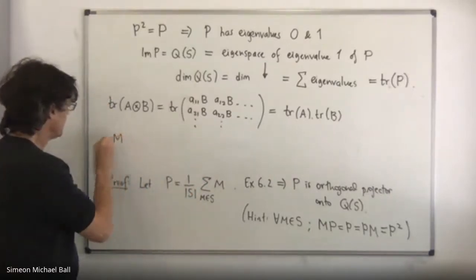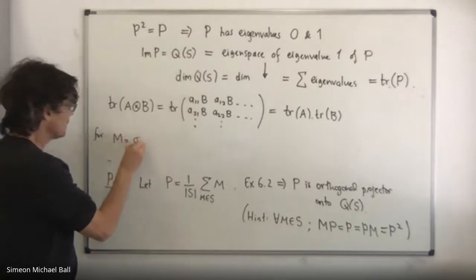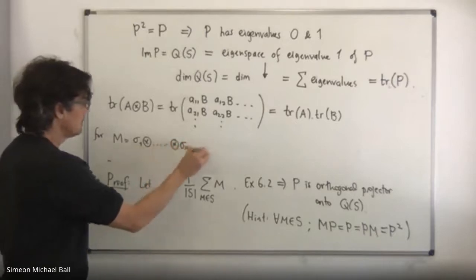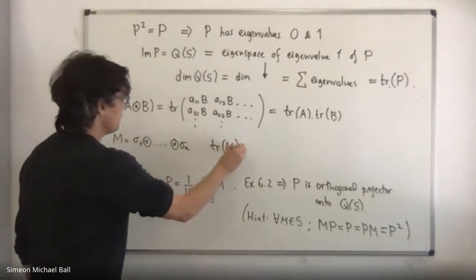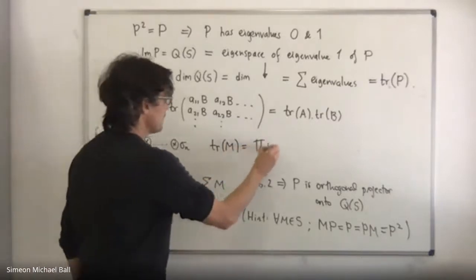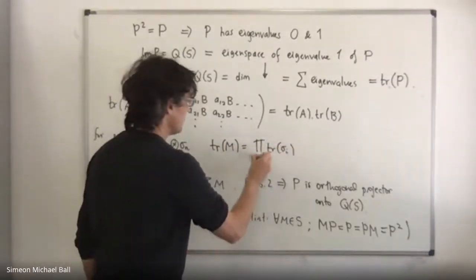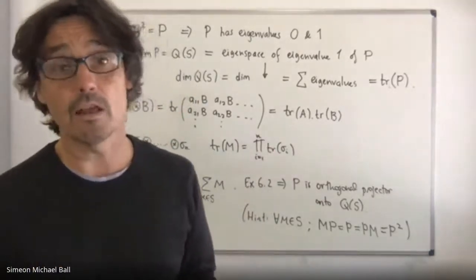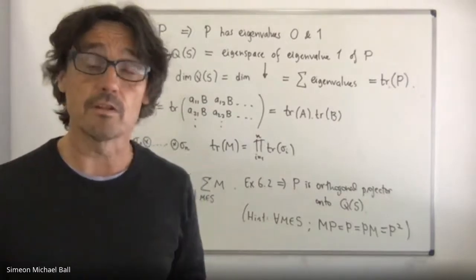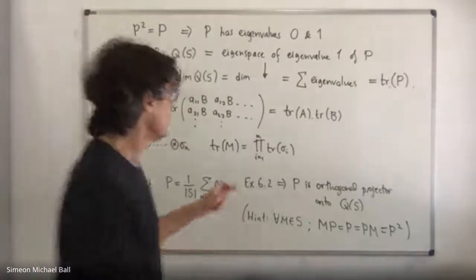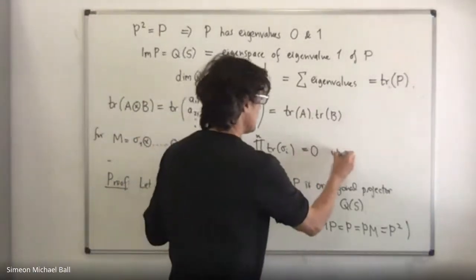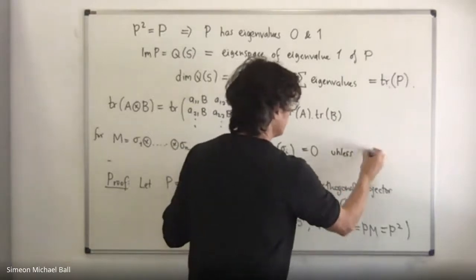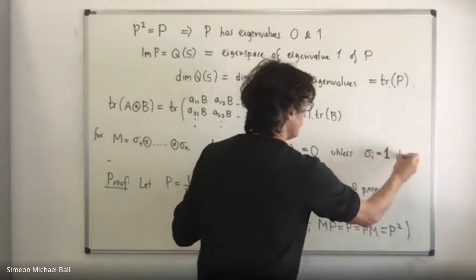So for M equals sigma 1 tensor and so on, the trace of this M is the product of the traces over the sigma i's. But the sigma i's are all Pauli matrices. They're either 1, x, y, or z. And the trace of x is 0, the trace of y is 0, and the trace of z is 0. So this is going to be 0 unless sigma i is the identity for all i.